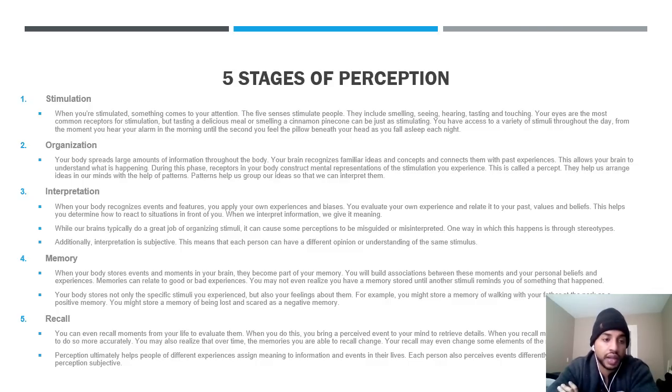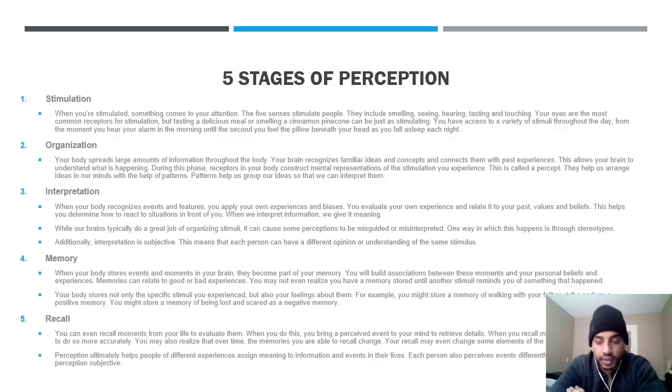Organization. Now your body is trying to organize the stuff that you're seeing. Your body spreads large amounts of information through the body. Your brain recognizes familiar ideas and concepts and connects them with past experiences, right? So you see a car, you look at it, and think, oh, that's a nice car, but it's still a car. Now it's in your head. I know what it is, I've seen it before. They help us arrange ideas in our minds with the help of patterns. Patterns help us group our ideas so that we can interpret them.